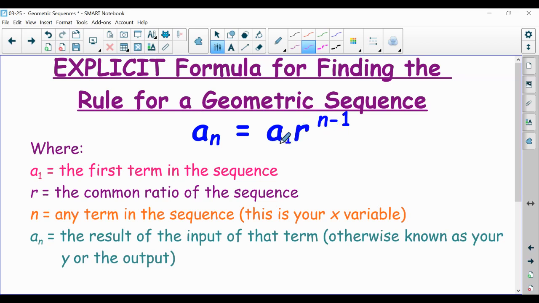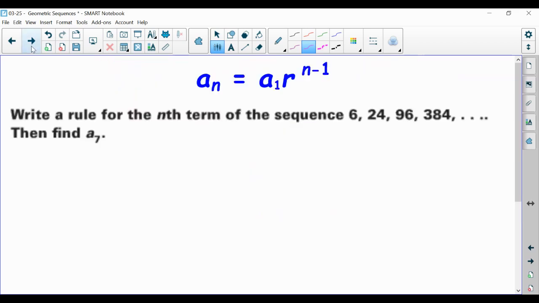But I only need two pieces of information. I need the first term and the common ratio, or my pattern, to put that together. Let's take a look at how I would write that for this formula. I only need those two pieces of information. I know that my first term is 6 and my common ratio is 4. And now I'm just going to write it.